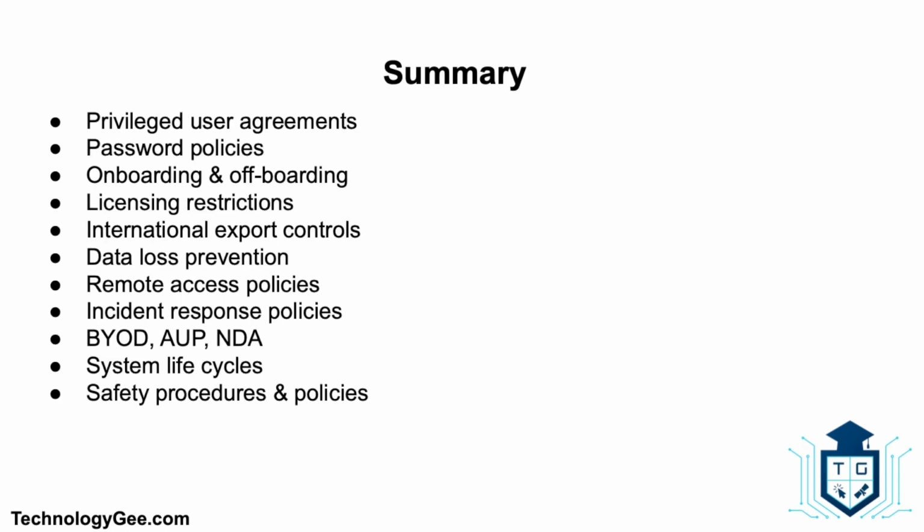All right, so in summary, ladies and gentlemen, this has been my class on network policies and best practices, where we talked about privileged user agreements, password policies, onboarding and offboarding procedures, licensing restrictions, international export controls, data loss prevention, remote access policies, incident response policies, BYOD, AUP, NDA, system life cycles, and safety procedures and policies.